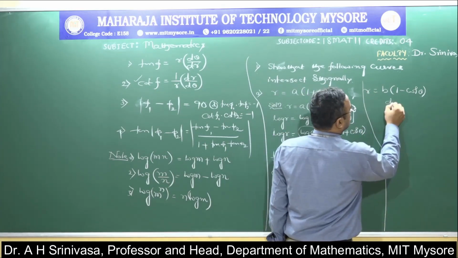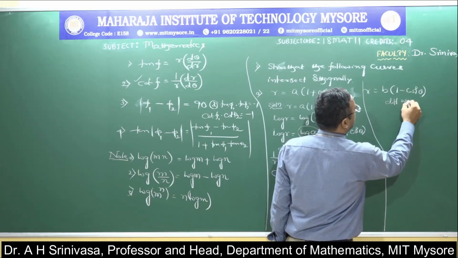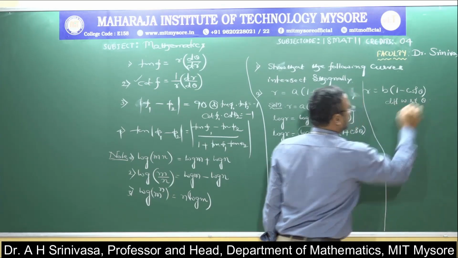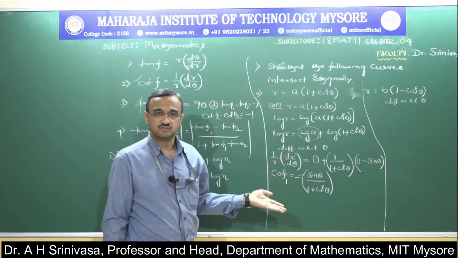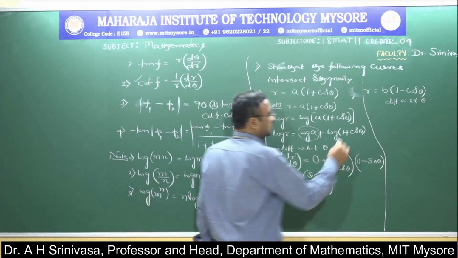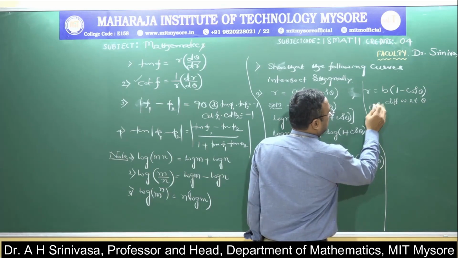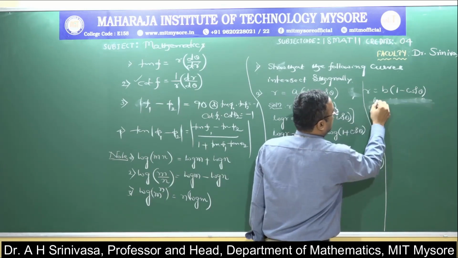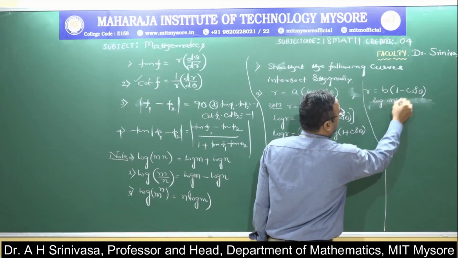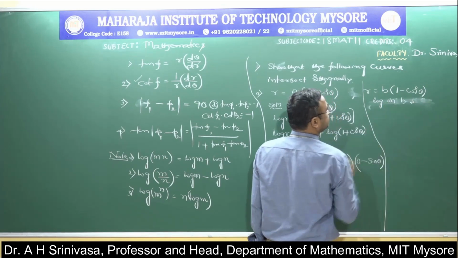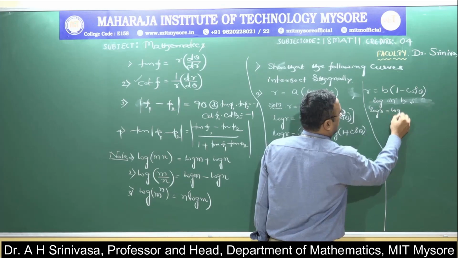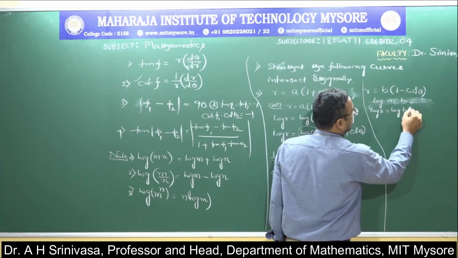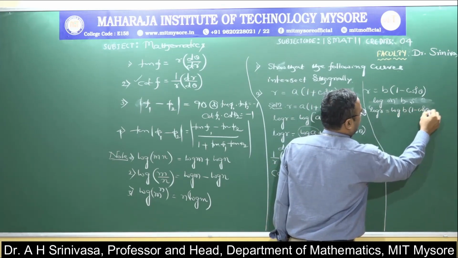Now again differentiate with respect to theta. Now I am going to differentiate this one with respect to theta. Same procedure I have to adapt here now. Before differentiation, first you have to take a log on both sides. Log on both sides. This becomes log r equal to log b into 1 minus cos theta.